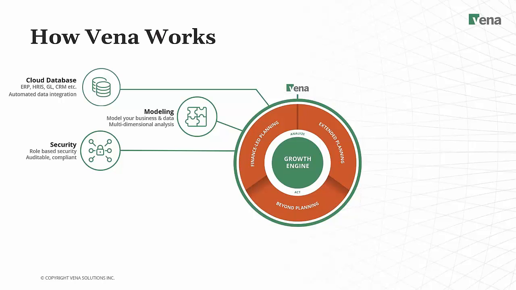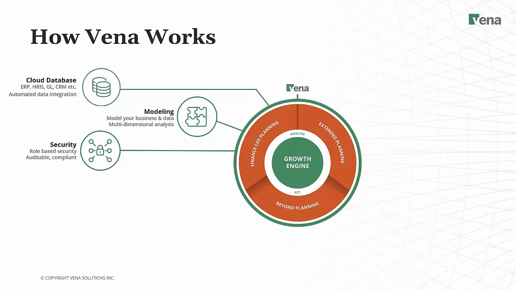Within VENA's central analytic database is where your business is modeled. This includes representing things like your chart of accounts, your entity structure, your department breakdowns, time periods, products, scenarios, customers, opportunities, and so on, as well as your business rules such as currency translations, allocations, eliminations.